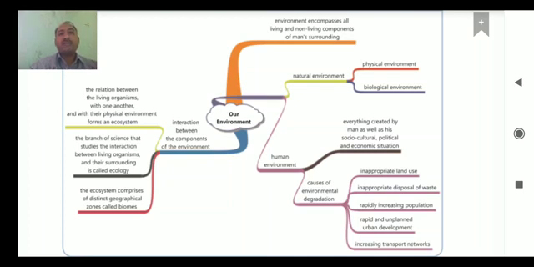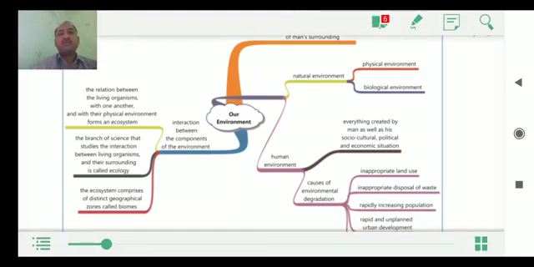Then we discuss one more concept here. It is nothing but ecology. Ecology is the branch of science in which we study the interaction between living organisms and their physical surroundings.